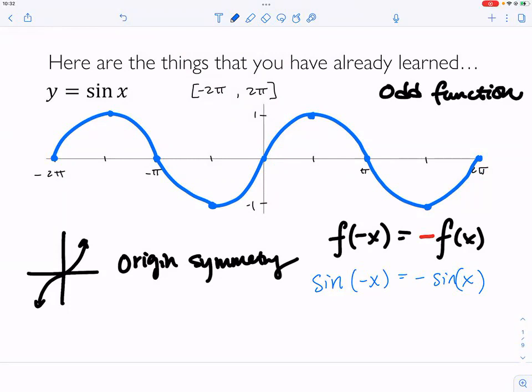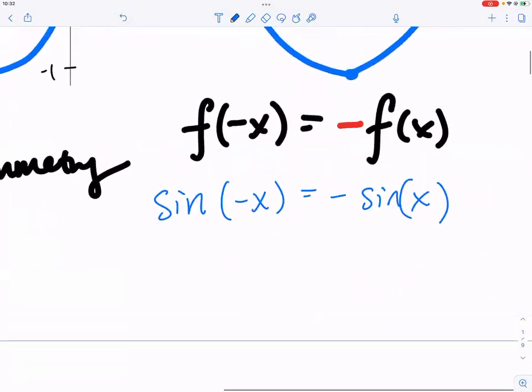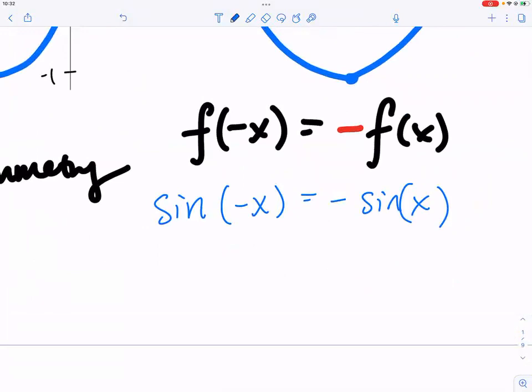And you might be feeling like, well, sure. But what does it mean, really? Well, how about this? What if I give you something like, hey guys, what is sine of negative pi over 2? What's the value of sine of negative pi over 2? Negative 1, right? And now, what about sine of pi over 2?